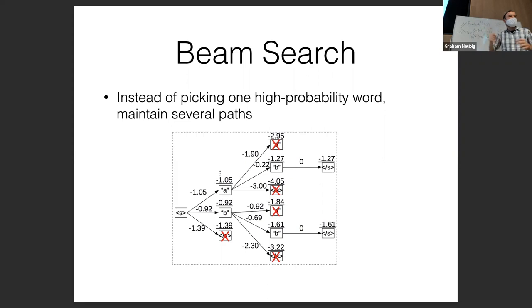You would keep them around. You would further expand all of the possibilities from Pittsburgh, all of the possibilities from New, and then use the highest scoring one as your output. So this is a very common way of doing search in these models. And if we had a beam size of two, that would fix our problem without putting New York instead of Pittsburgh.